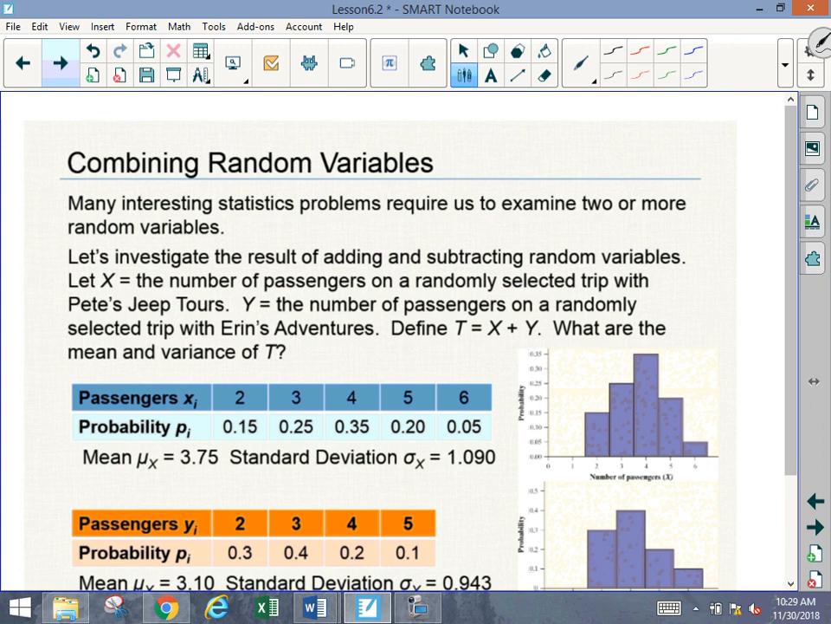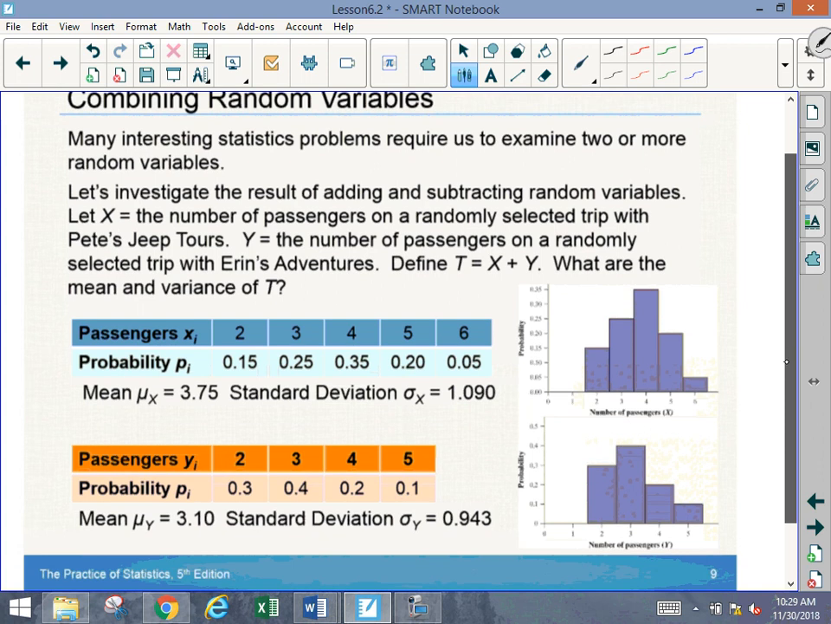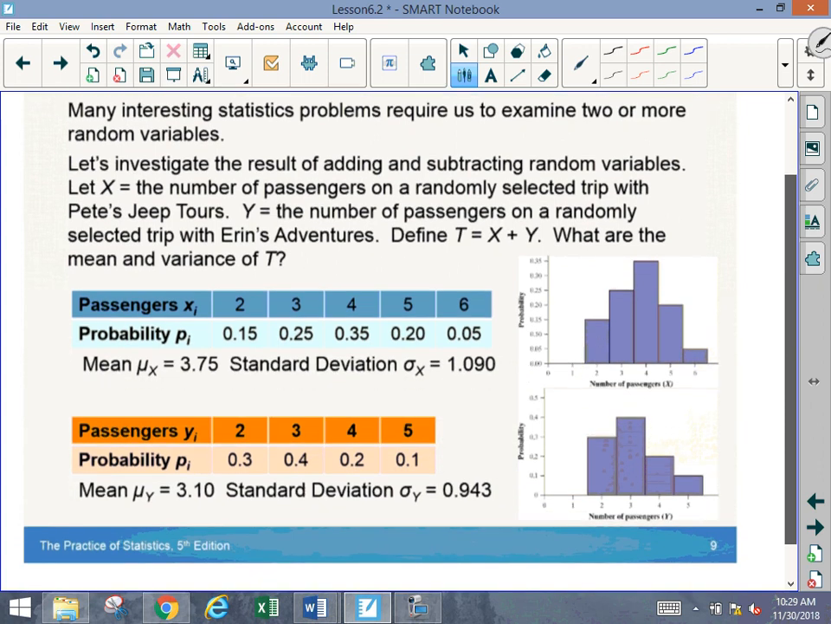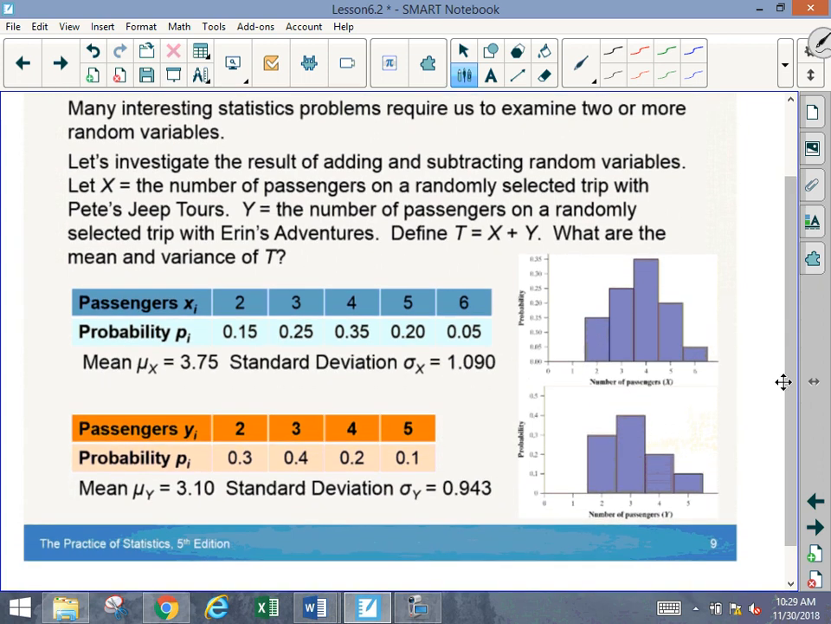All right, so here we go. This is where we get into it. When we're combining our random variables, we come up with a new random variable t.